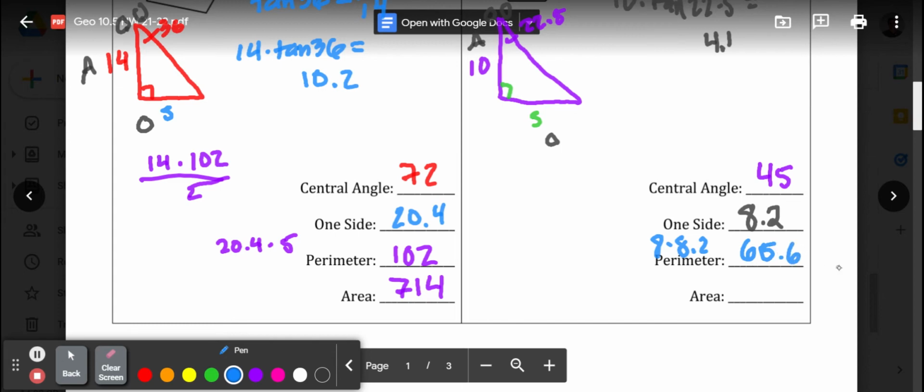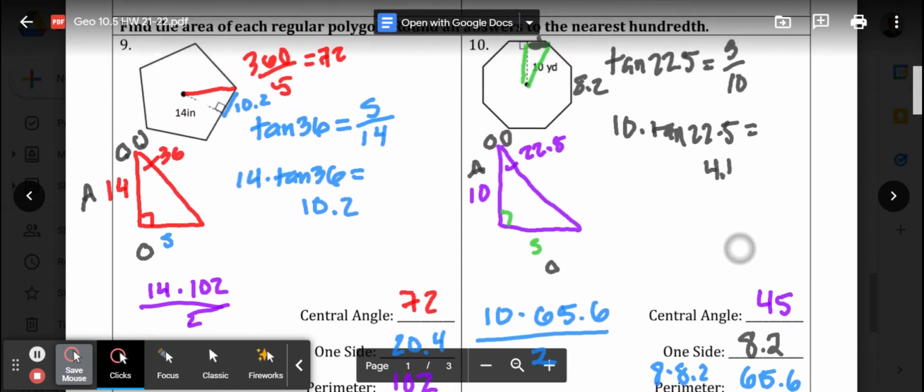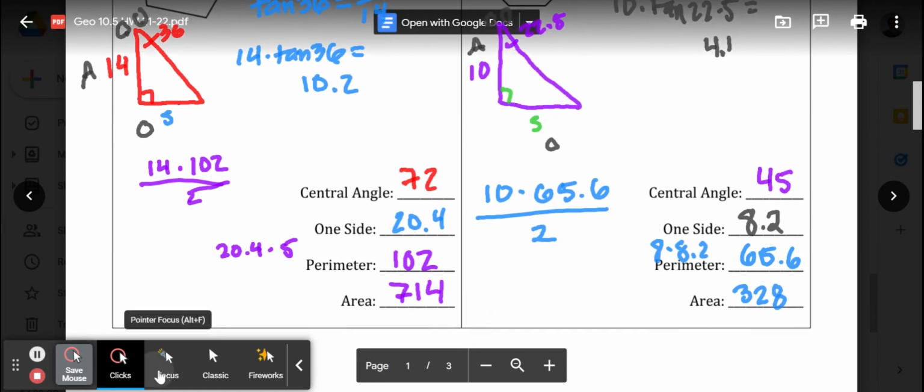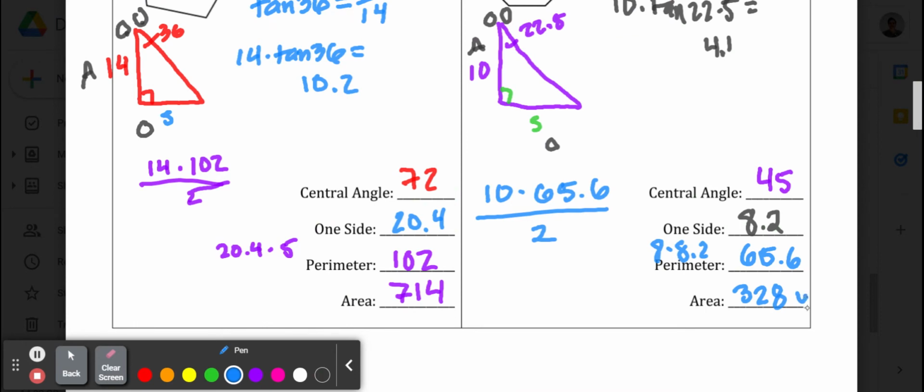And then we just do our apothem, which is 10, times our perimeter, 65.6, and divide it by 2. And we get 328. And I haven't been putting units of measure on here, which I should be doing. So this was yards and inches for the last two. So this would be yards and inches. Hopefully I did that right.